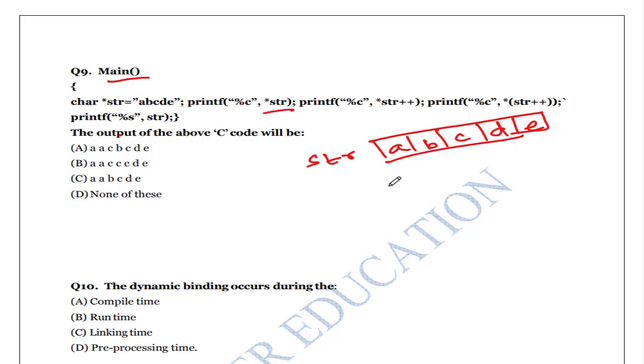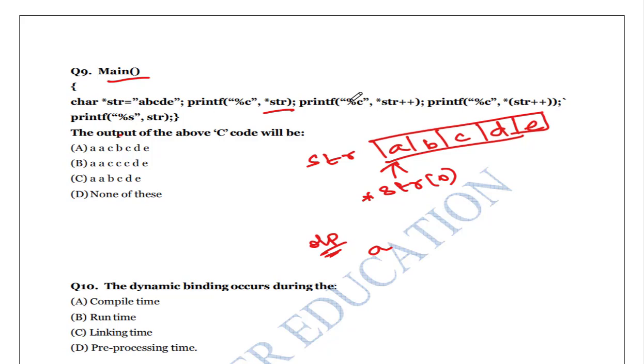And now you can see this star str. Star str means initially str is located at index 0. So here printf %c star str means it will print a. Okay, the output will be, the first character is a.